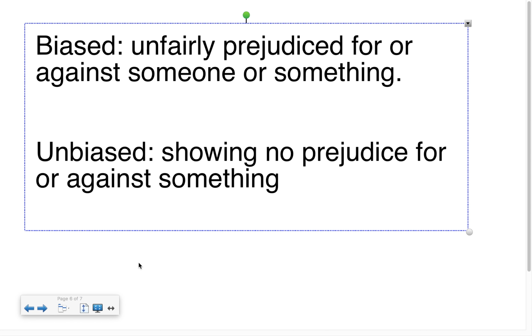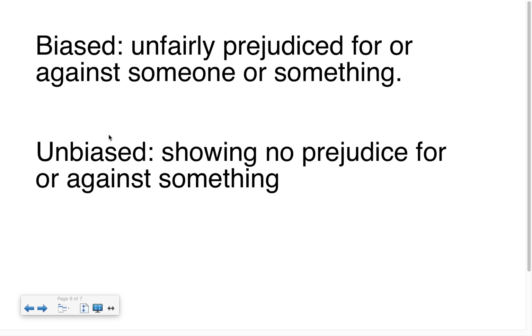Next, looking at biased versus unbiased. Biased is something that's unfairly prejudiced for or against someone or something. Unbiased is showing no prejudice for or against something. So basically biased, we're going to think of as being not fair, and unbiased is going to be fair.